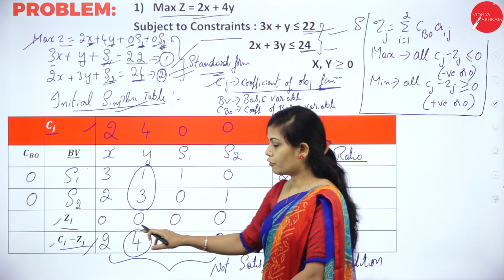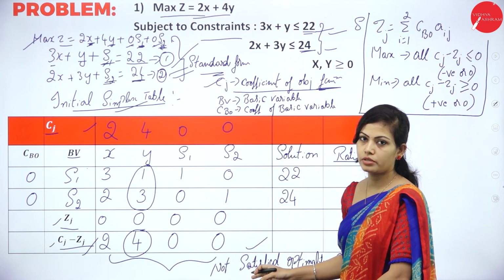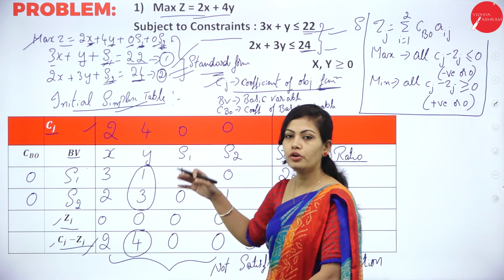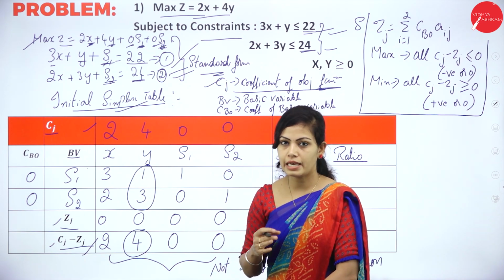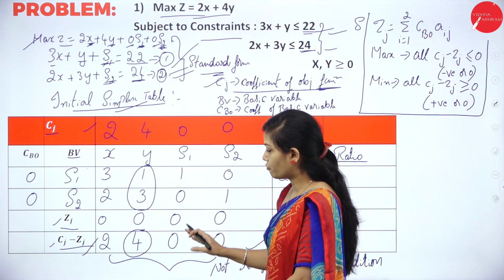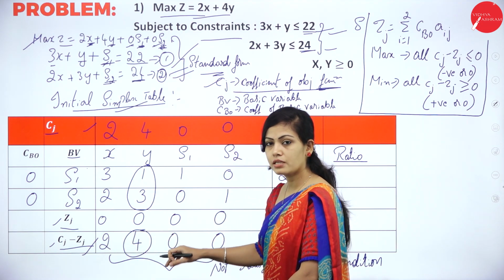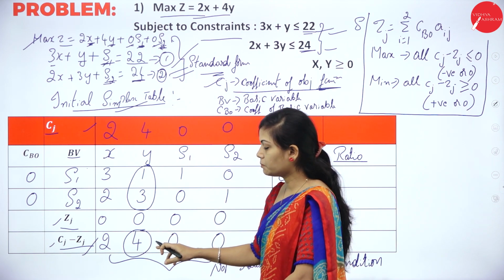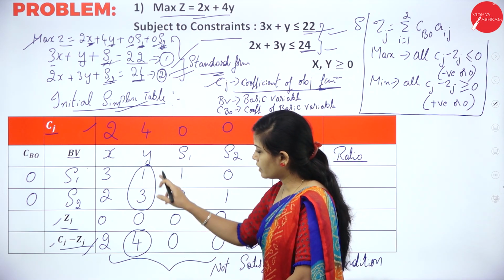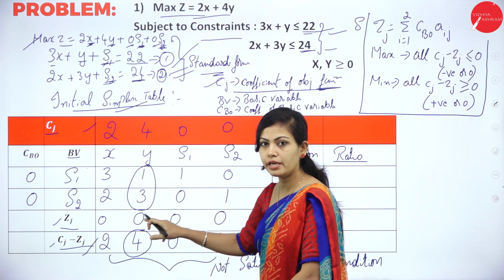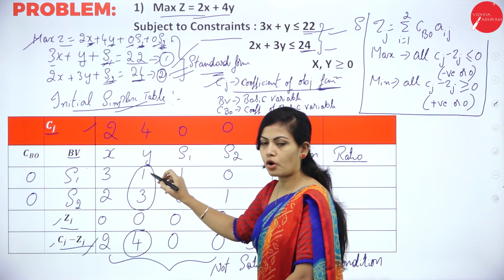Listen carefully. After finding the Cj minus Zj, you have to check whether the condition is satisfied or not. If optimality is not satisfied, you go for the next iteration. Before that, you need to find the key column, key row and key element. For the key column, you see the Cj minus Zj values and select the maximum positive value. 4 is my maximum value, and it comes under column Y, so I mark it as the key column.